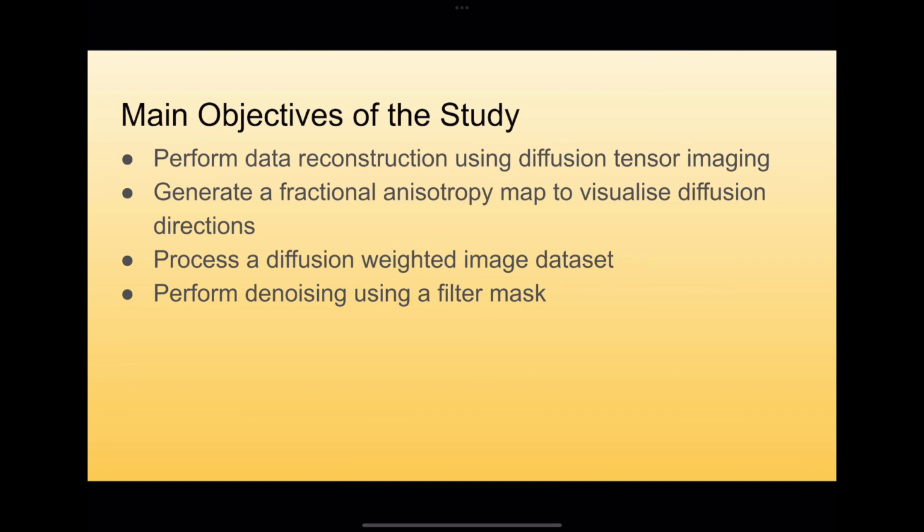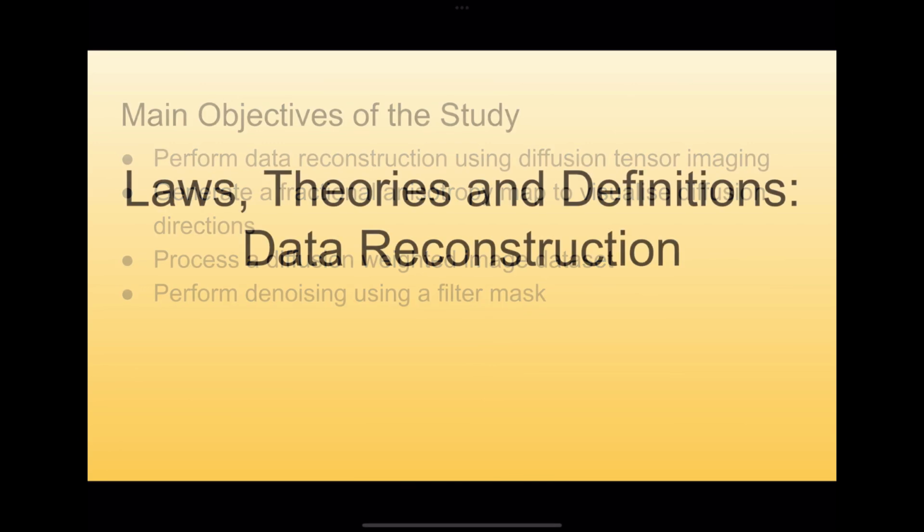Here are the main objectives of the study. First, we are performing data reconstruction using diffusion tensor imaging. Second, we are going to generate a fractional anisotropy map to visualize diffusion directions. Third, we are going to process a diffusion-weighted image dataset. Lastly, we are going to perform denoising using a filter mask.